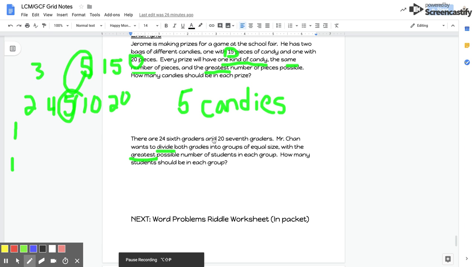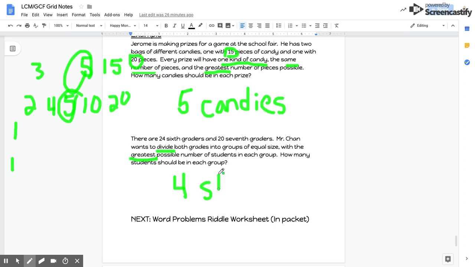Hopefully you had a chance to pause the video and think about the GCF of these two numbers. You could have made a list. Maybe you are starting to be able to tell the greatest common factor by looking at numbers, but you should have gotten 4 as the greatest common factor. Let's think about our label. They ask us how many students should be in each group. So since they're asking for how many students, students will be my label. So 4 students. Okay, so go ahead and check out what you are doing next.